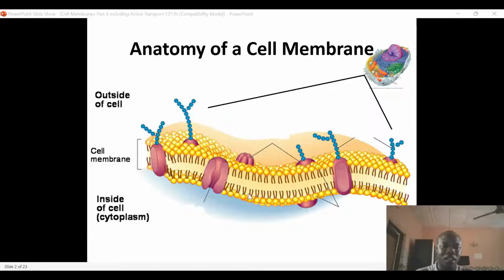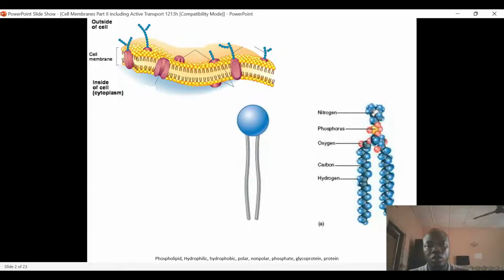Inside the cell is the cytoplasm, while outside the cell is a normal environment, most especially the extracellular fluids. Inside the cell, in the cytoplasm, we find what we call intracellular fluids. And of course, we have the cell membrane. In this class we are going to see the different components of the cell membrane and how they are important.